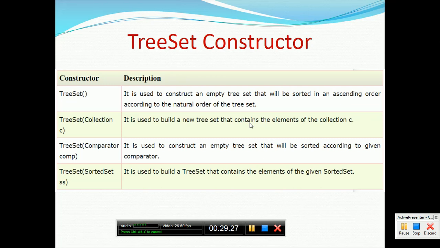You can pass a collection itself. It is used to build a new tree set that contains the elements of the collection c. You can even pass a comparator. It is used to construct an empty tree set that will be sorted according to the given comparator. We will see an example for this also. And then we can even pass a SortedSet. It is used to build a tree set that contains the elements of the given sorted set.